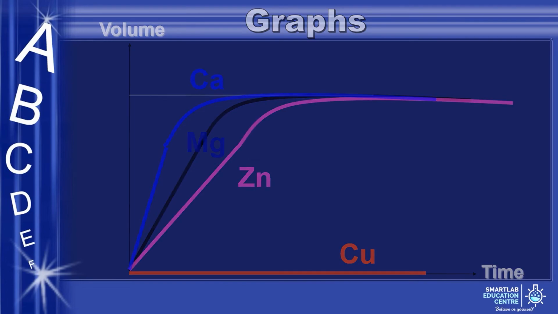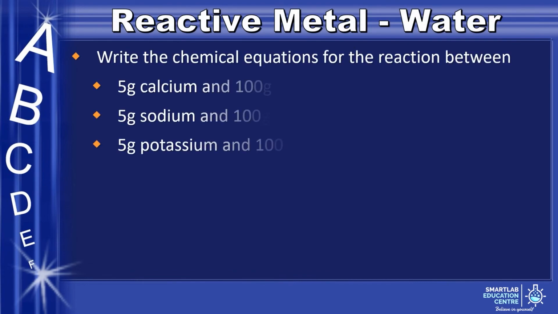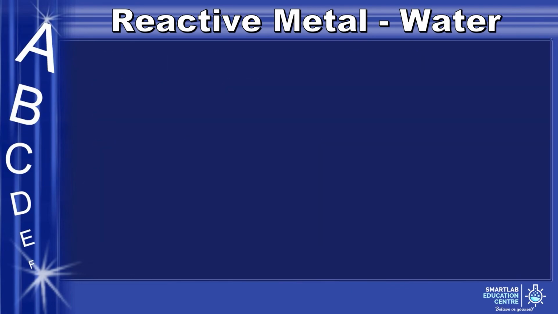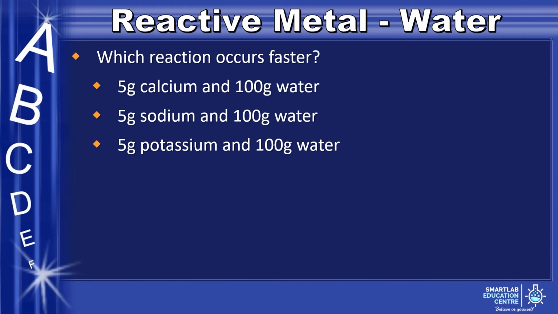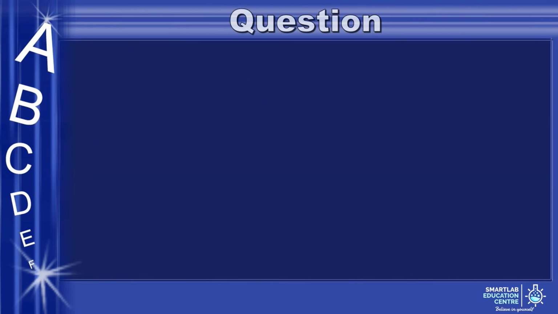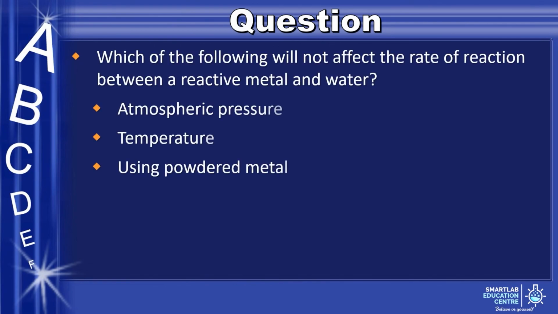Write the chemical equations for the reaction between the following metals with water. The equations will be as such. Given the three options below, which reaction occurs faster? In accordance to the metal reactivity, it will be fastest from potassium to calcium. Which of the following will not affect the rate of reaction between a reactive metal and water? The answer will be atmospheric pressure.